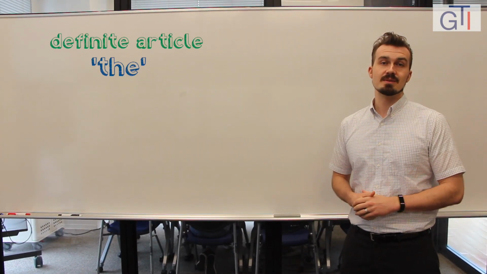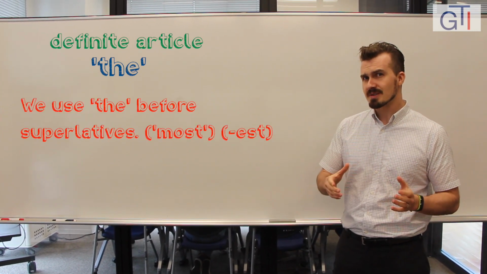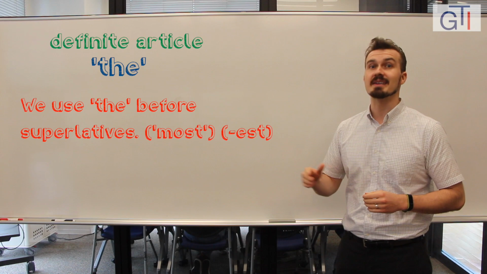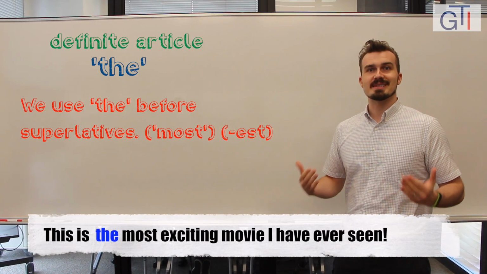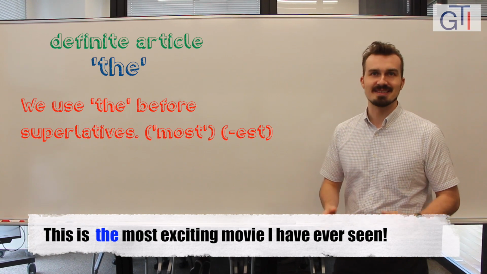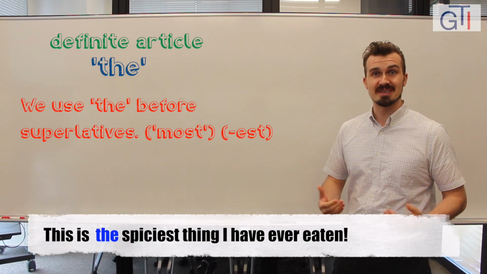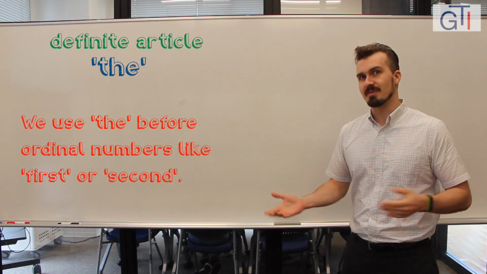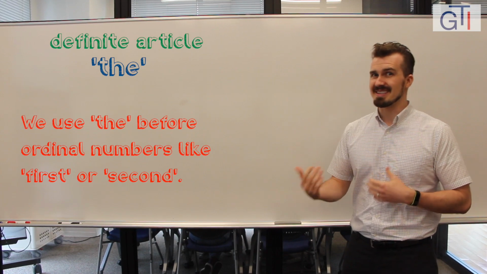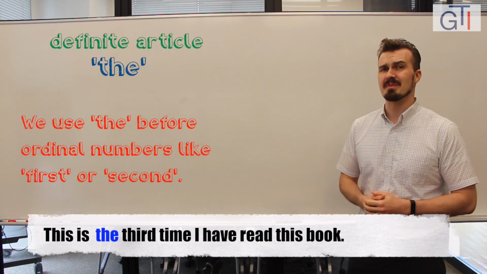"The" is also used before superlatives. Superlatives are "most," or words that end with "est." For example, this is the most exciting movie I have ever seen. Or, this is the spiciest thing I have ever eaten. "The" is also used before ordinal numbers, such as first and second. For example, you might say, this is the third time I've read this book.